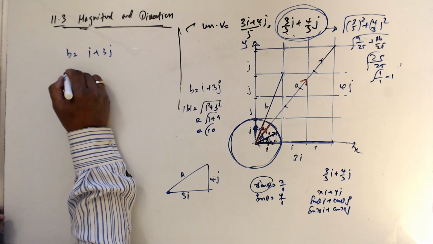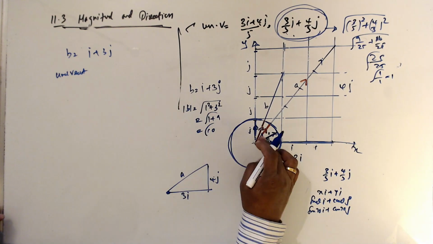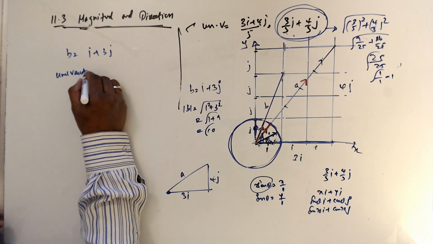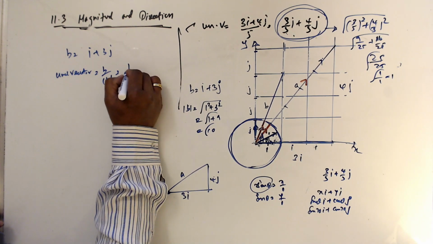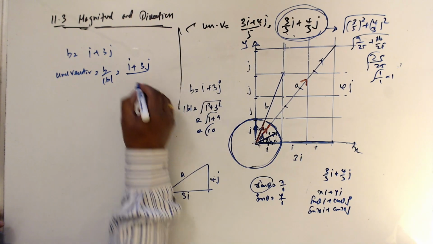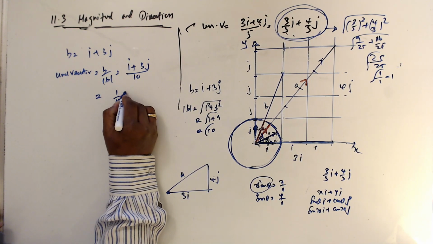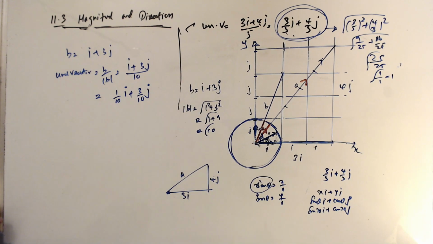So this vector b is i plus 3j, and now I want the unit vector for this direction. So then I divide b over mod b, which is (i plus 3j) over the square root of 10. If I write it properly, 1 over square root 10 i plus 3 over square root 10 j.